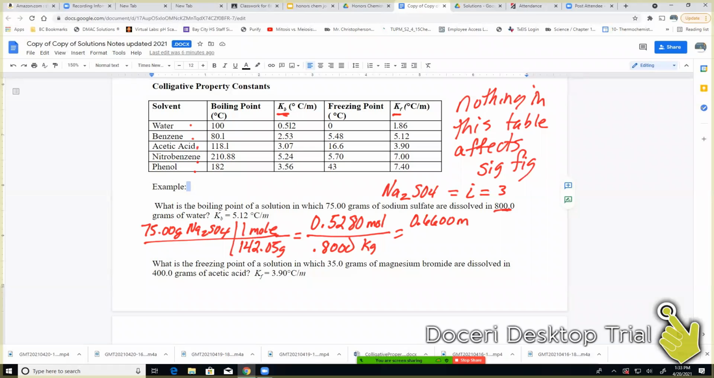And I will say that these problems can have quite a few little steps. Definitely not my favorite topic.